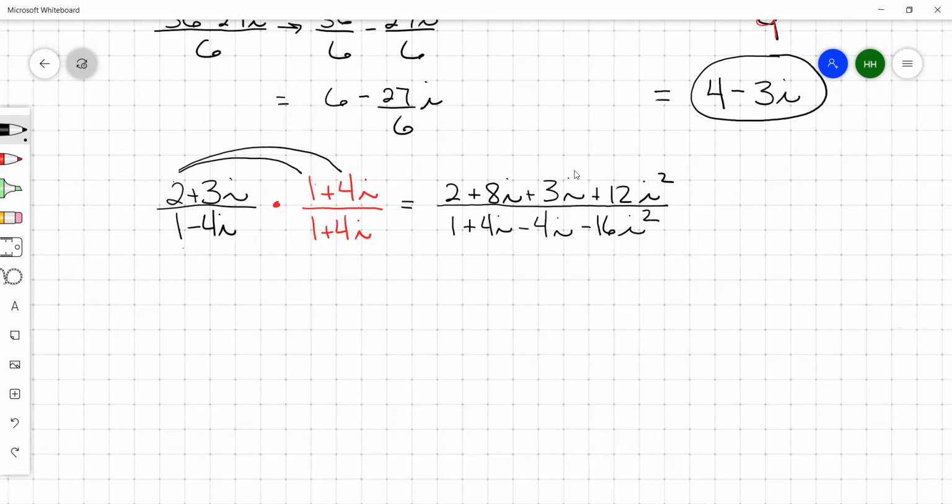I took 1 times 1 is 1, and then 1 times 4i is positive 4i. Then you take the negative 4i and you do the same thing. Negative 4i times 1 is the negative 4i. Negative 4i times positive 4i is negative 16i squared.